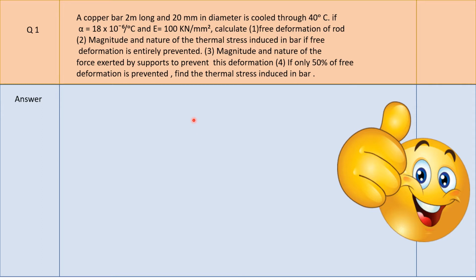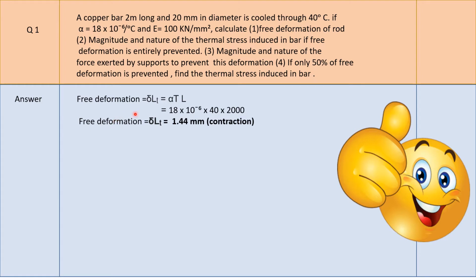First, we will calculate the free deformation of the rod, that is delta L T, the change in length or deformation due to change in temperature, and the formula is alpha into T into L. Alpha, the coefficient of thermal expansion given, is 18 into 10 raised to minus 6, so substitute 18 into 10 raised to minus 6. Change in temperature: it is cooled through 40 degrees Celsius, so T is 40, and the length of the bar is 2 meter, convert it into mm, so it will be 2000. So 18 into 10 raised to minus 6 into 40 into 2000.